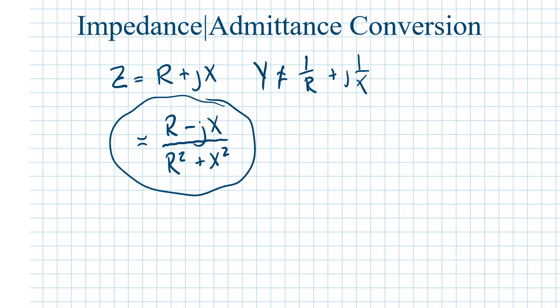That's how you convert over to admittance if you're given an impedance. So Y equals 1 over Z, and that's what the 1 over Z ends up looking like after all the complex manipulation. Now, what we can do is take a numerical example and look at that on the Smith chart.